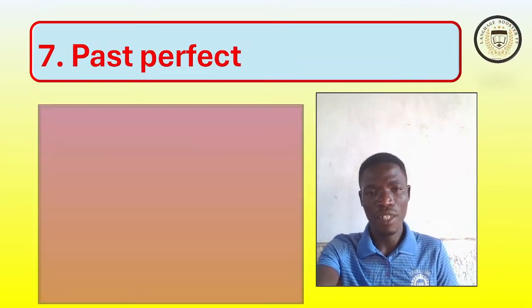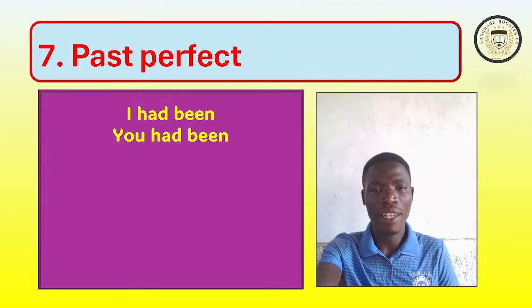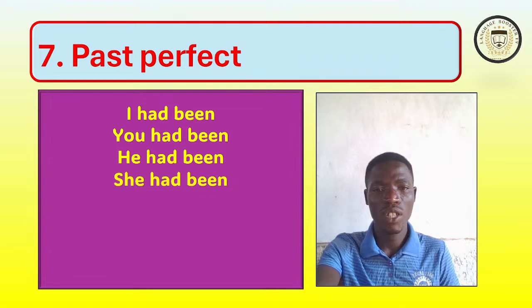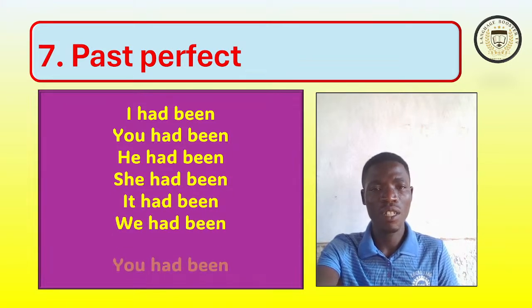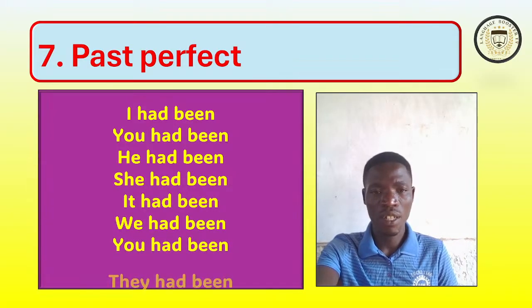In past perfect, you can say I had been, you had been, he had been, she had been, it had been, we had been, you had been, and they had been.